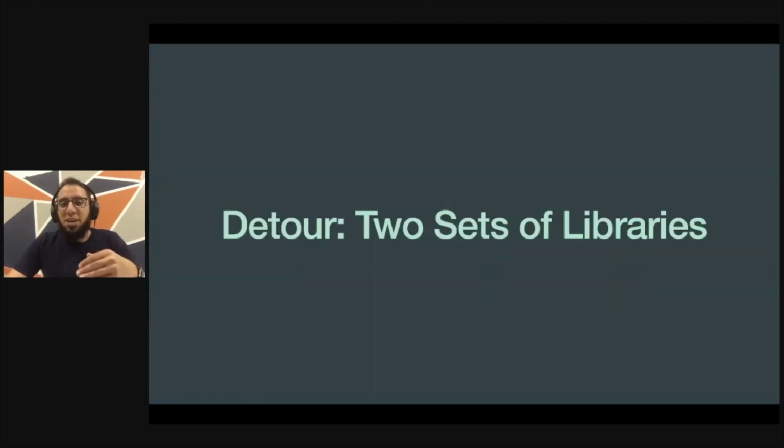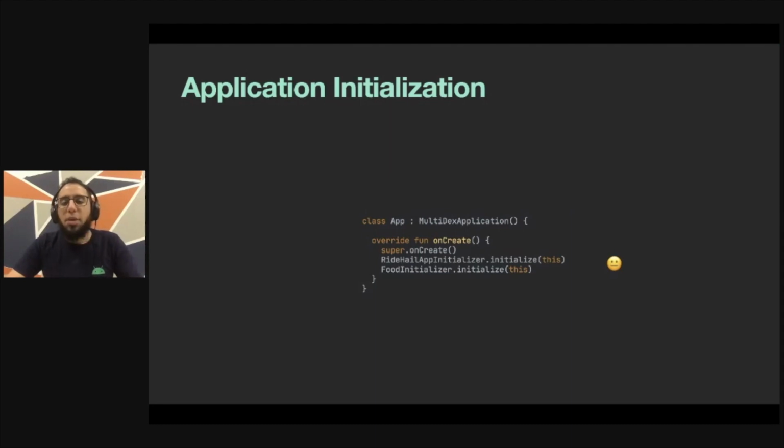Before going into these, let's take a detour and talk about two sets of libraries to think about how to approach these problems. I'll go back to the example where we're calling the ride-hailing app initializer and the food initializer.